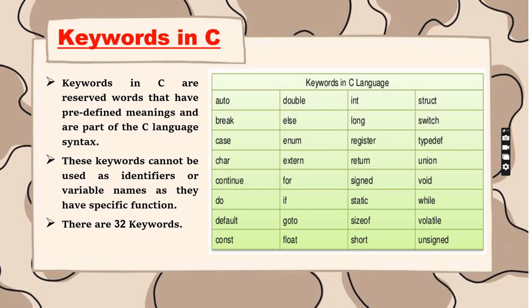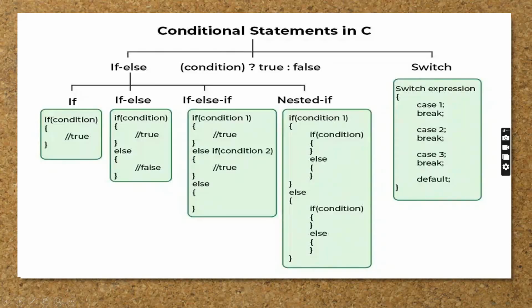These keywords cannot be used as identifiers or variable names as they have specific function. There are 32 keywords. Some of them are int, double, if, else, etc. Let us know about the conditional statements in C. Conditional statements in C allow to execute different blocks of code based on the evaluation of a condition. It includes if statement, if else statement, if else if statement, nested if statements, and switch statements.